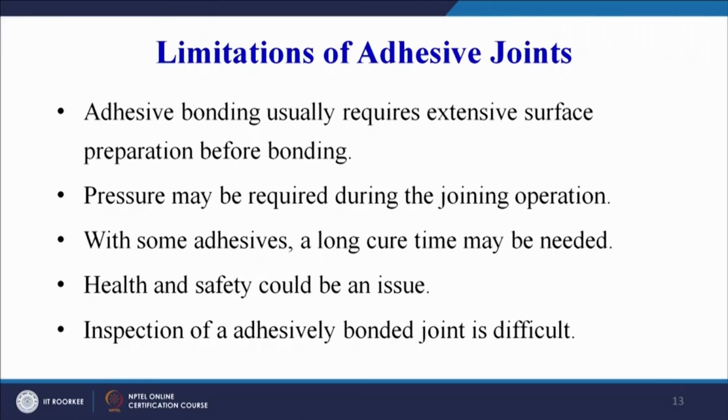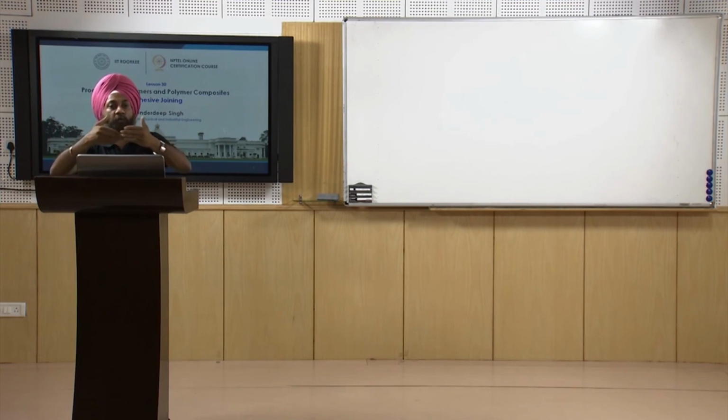With some adhesives, a long cure time may be needed. Again, coming to our household, if we join a particular toy using an adhesive, we will keep it maybe 6 to 8 hours for complete curing of the adhesive to take place, so that it can form a good joint. So sometimes the cure cycles may be very long, especially in industrial scale joining using adhesives, and therefore it may not be that productive a technique.